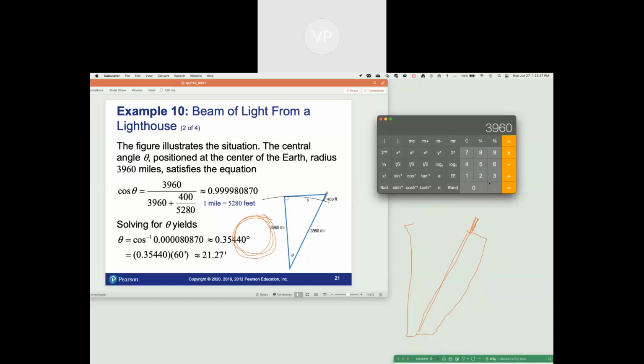So this little bit is what we plug in here for the cosine. I'm going to see if I can do this all in one step. We take the 3960 divided by, and I'll use my parenthesis, 3960 plus 400 over 5280. And that's where we get that right there. They rounded it to this spot. But that's the thing we're going to take the inverse cosine of. So take the inverse cosine and, hope I did that right. Yeah, no, I didn't.